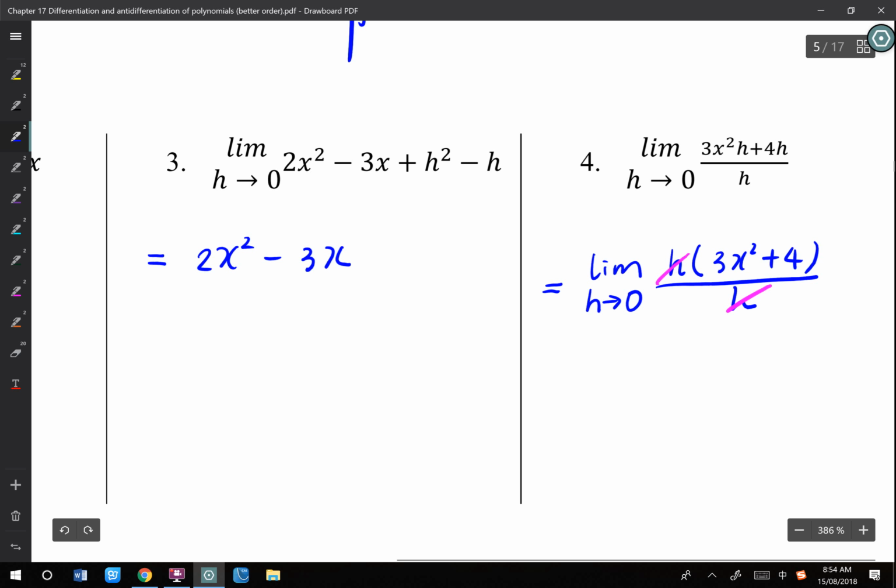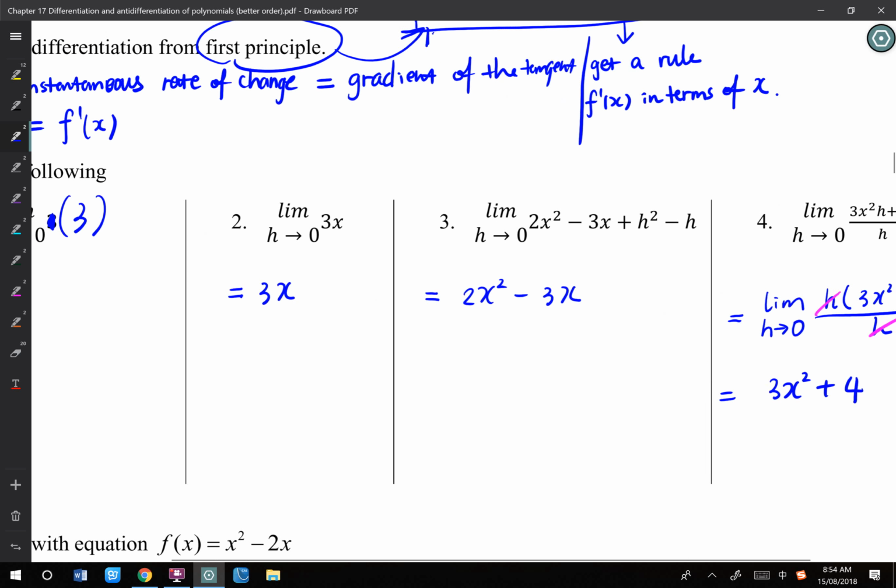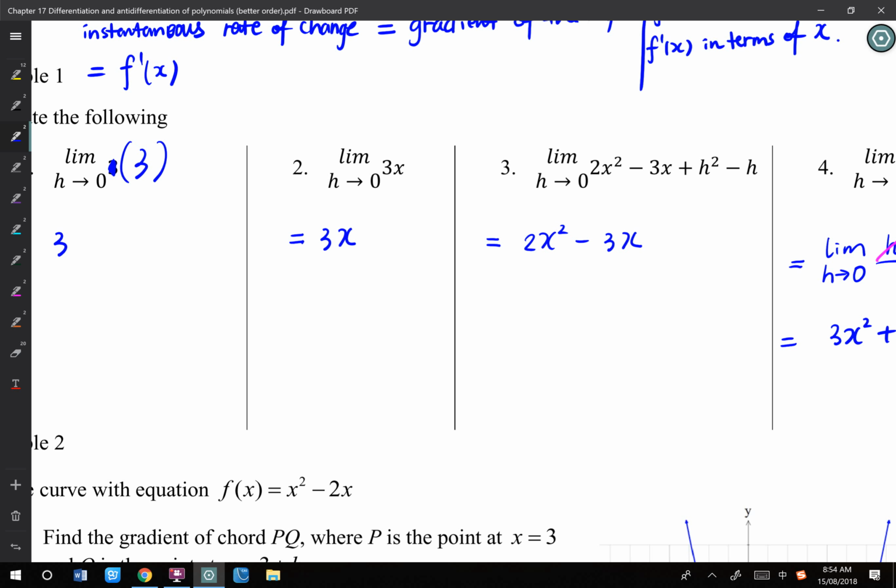So can I sub now? Yeah, but nowhere to sub. So what should my answer be? 3x plus 4. Okay, that's just a warm up from yesterday, how we calculate limit.